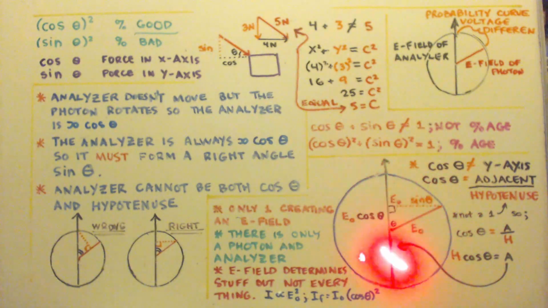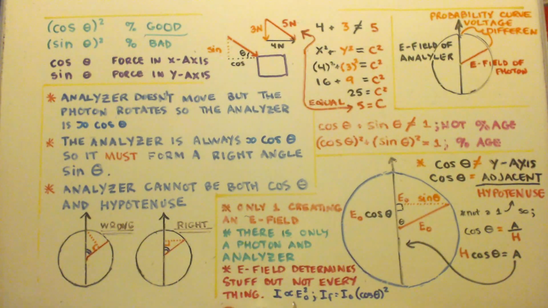Why am I labeling these E naughts? The reason is, we know the E field determines stuff. We know that intensity is proportional to E naught squared, and that's how we got all this formula. This whole thing is based on the E field of the photon. We all know that, so obviously I'm going to label that for the E field.